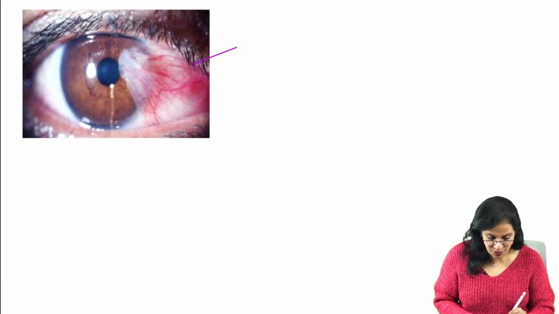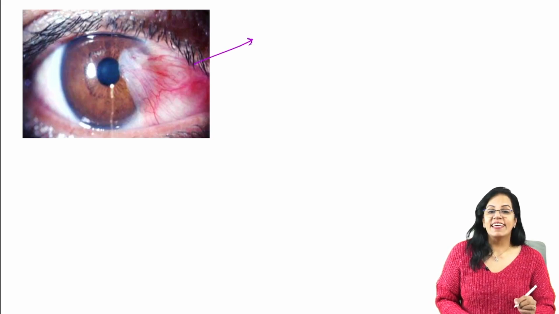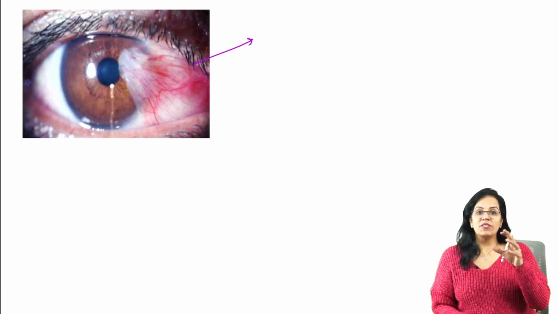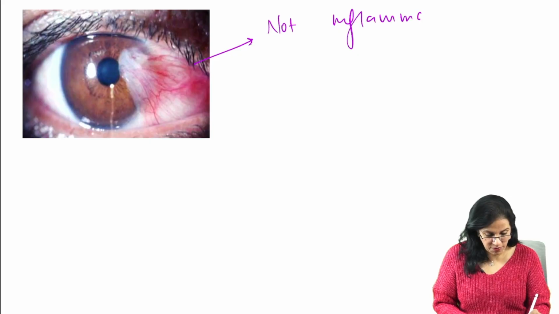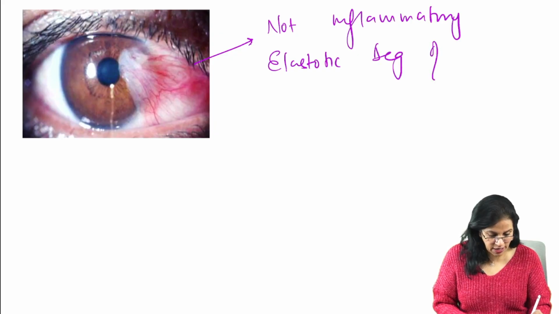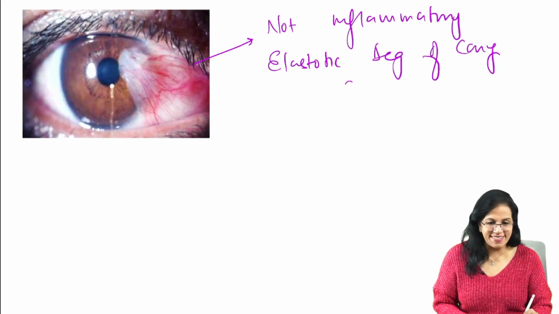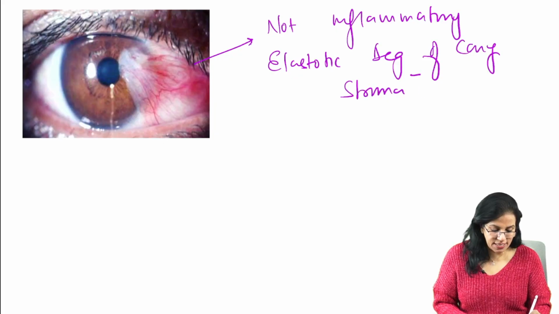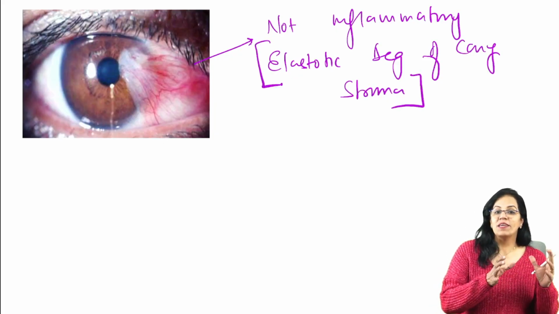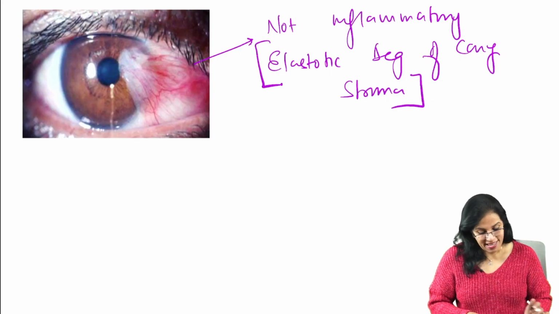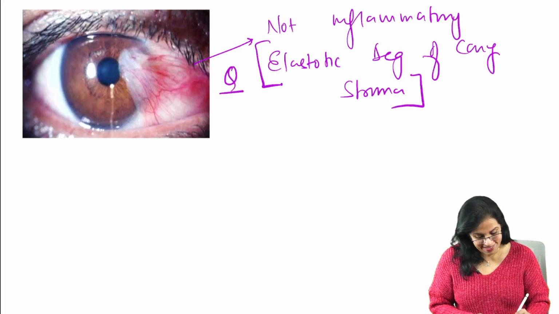What is the first question they ask you here? Is it inflammatory or degenerative? Of course, it is not inflammatory. Please remember what you have to remember here. It is the elastotic degeneration of conjunctival stroma. And interesting thing is this is same for pingecula. The pathological chain is same for pingecula. Remember. This was point number 1, exam question.